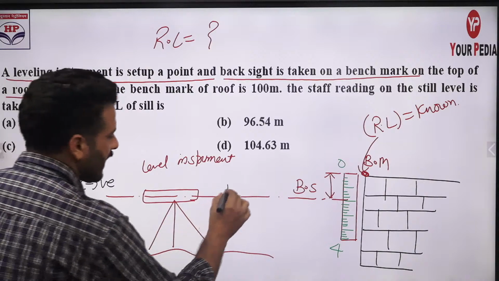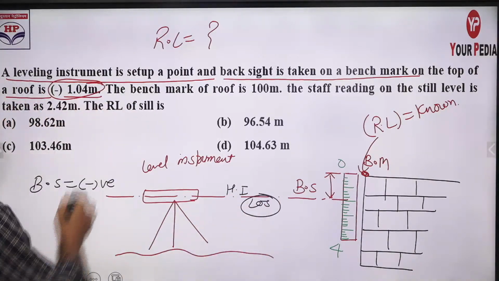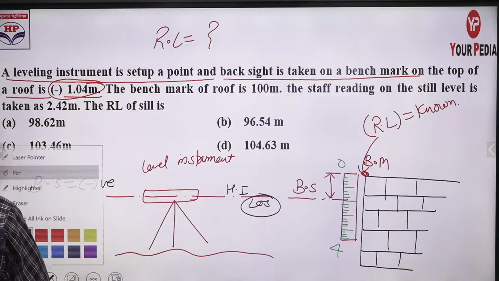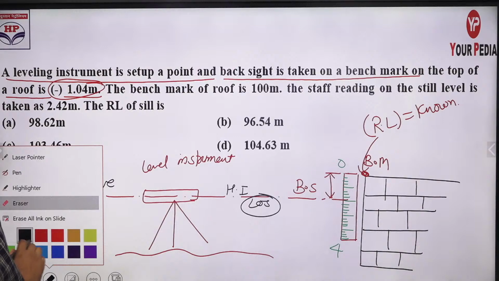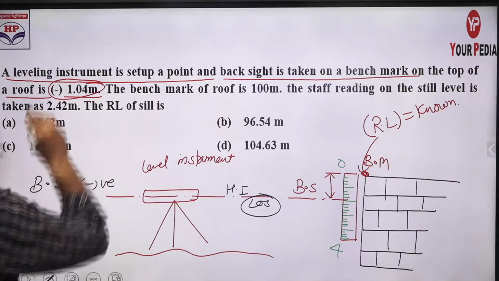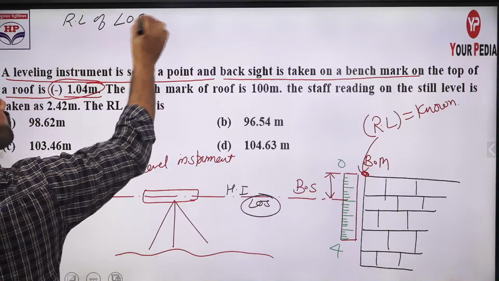So this is the height of instrument. Basically this is the line of sight. Now what will be the RL of line of sight? Pay attention guys, I am making two questions from the single question. So have a look at this one. What will be the RL of line of sight? First question is this one.